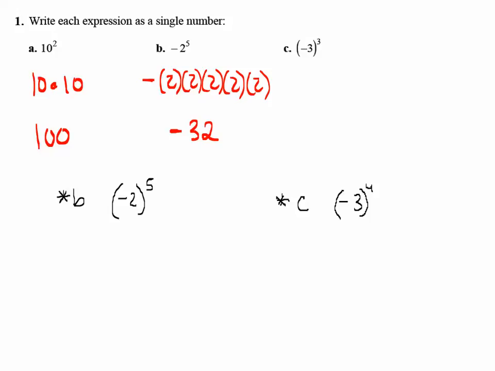Okay, good there? Now, if you want to include the negative with the number itself, you put parentheses here. So in this case for C, I think that's the one I'm going to do next, this means this. You're multiplying a negative 3 times itself 3 times. Good? So negative 3 times negative 3 times negative 3 gets you a negative 27.